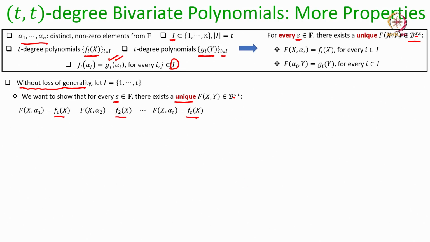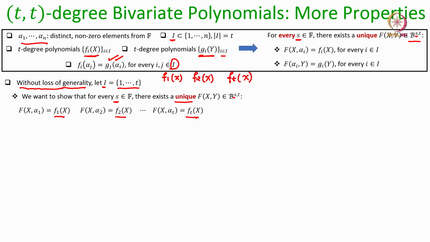From where you get these t univariate polynomials? Well, we are getting them because I am assuming that the index set of size t which we are considering has the first t evaluation points. So, corresponding to these evaluation points, you will be given f1 of x, f2 of x and ft of x. You are given that.